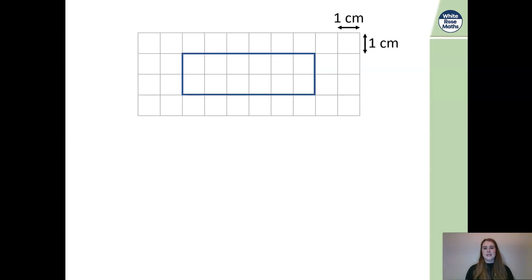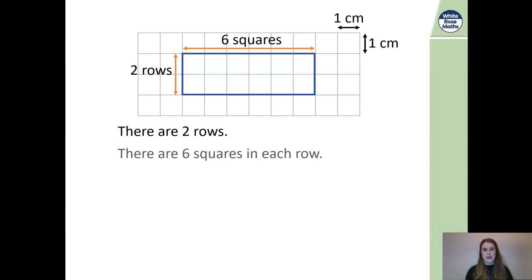So here we have a similar rectangle, and we know that the squares in the grids are the same because we still have our unit of measurement here in the corner. So what we need to do is work out what is the area of our rectangle. So we need to look at the length and the height. We have 2 rows as our height, and we have 6 squares across in each row.